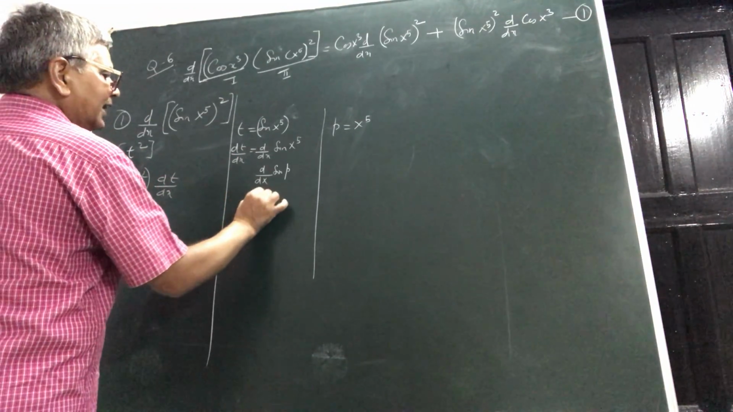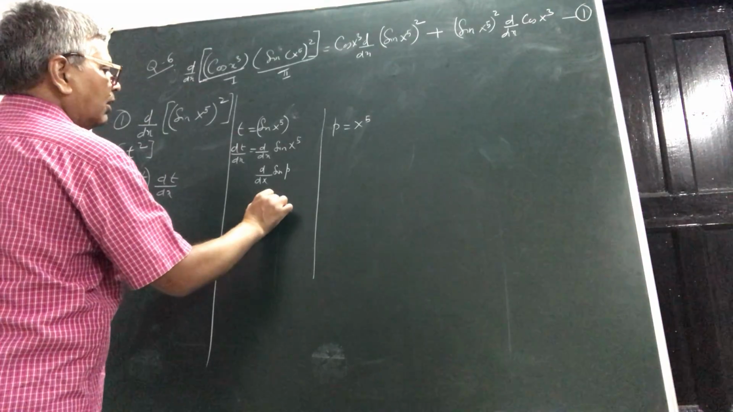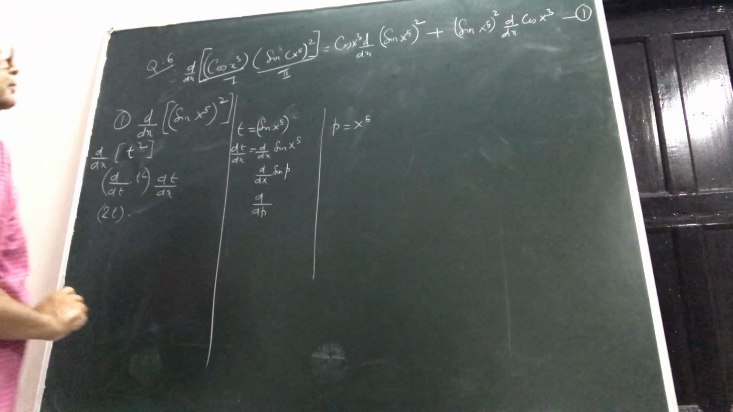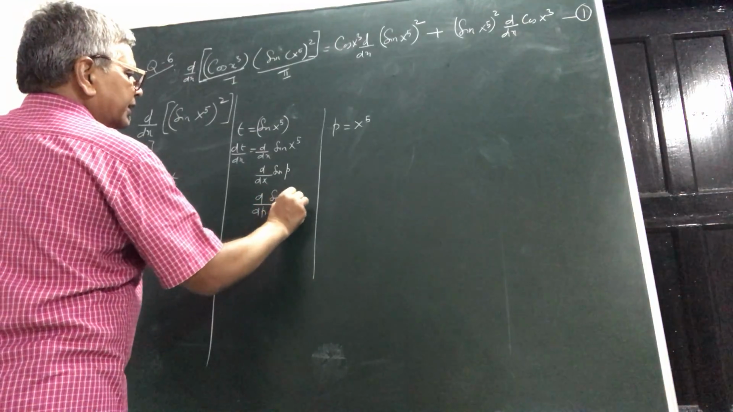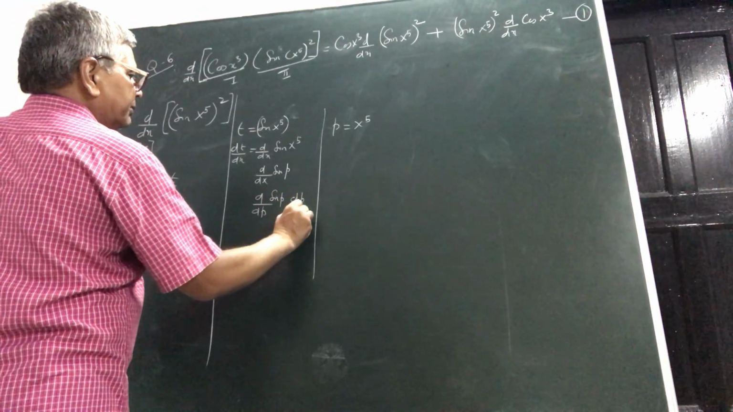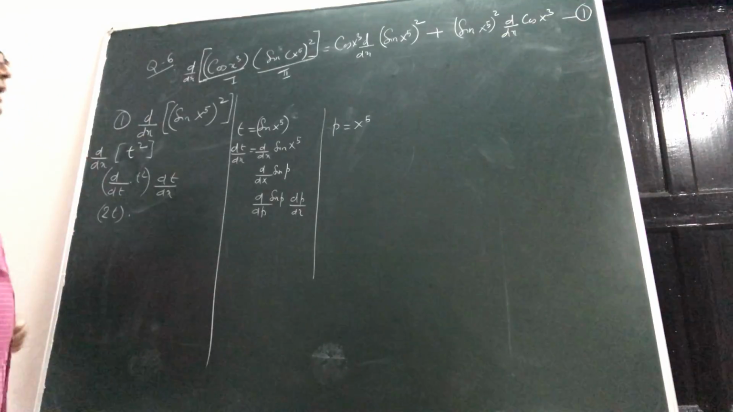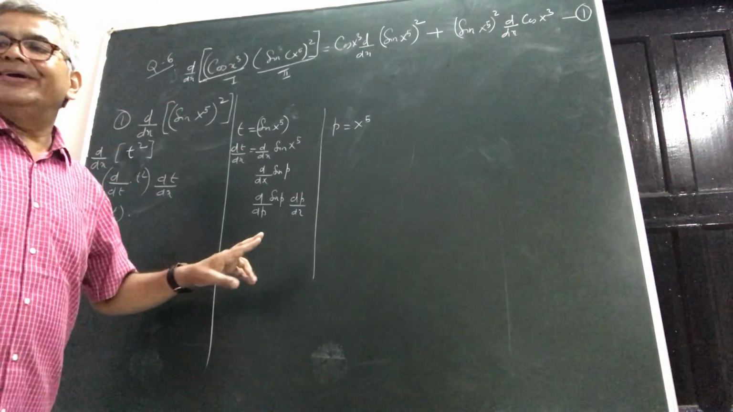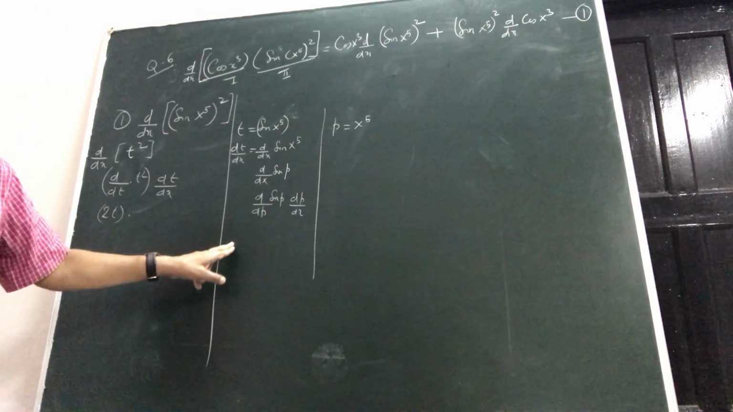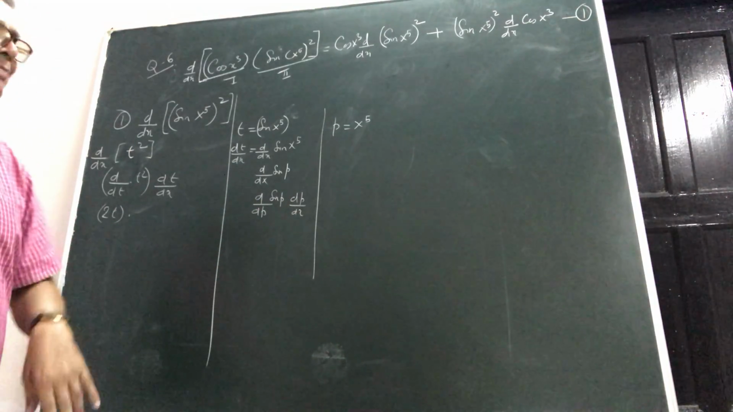And this thing again will be written as d by dp of sine p into dp by dx. And now see, at times you may feel that these two are cancelling. No, please remember, these are not cancelling. It is just a way to remember it.